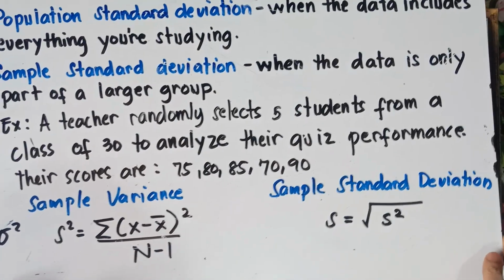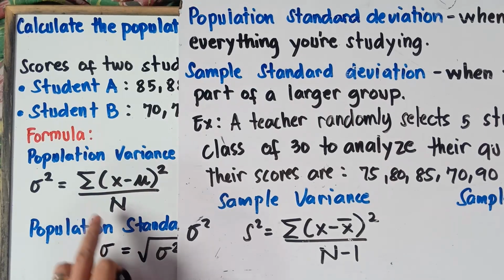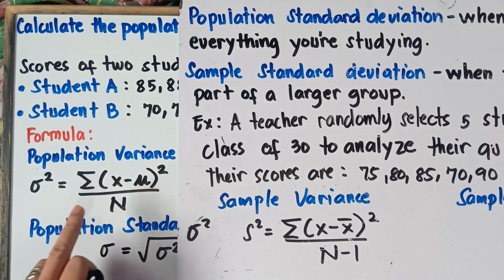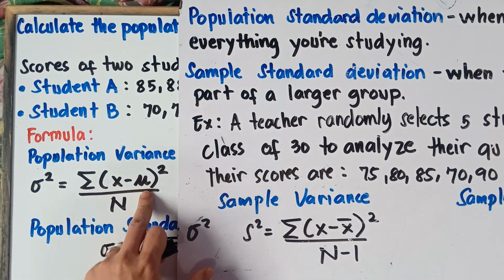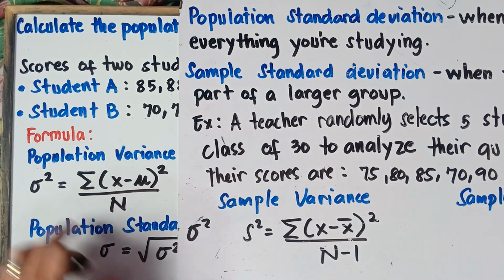Once again, class, for sample variance, this is the formula, n minus 1. For population variance, that's only n. So very different with regards to the formula. And then you have this u, which means population mean. I will be explaining this u later on.